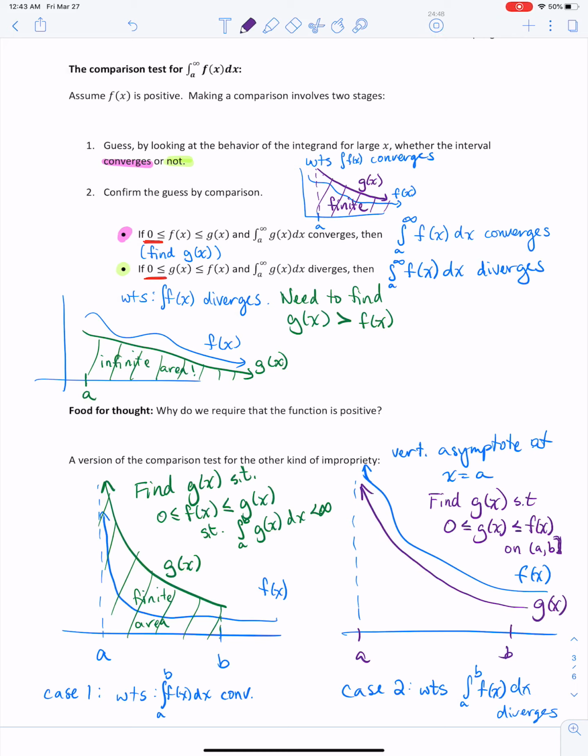and so that the integral from a to b of g of x dx is infinite. So there's infinite amount of area under the purple curve here. And so if we did find such a g of x, then that would imply that f of x also has infinite area.